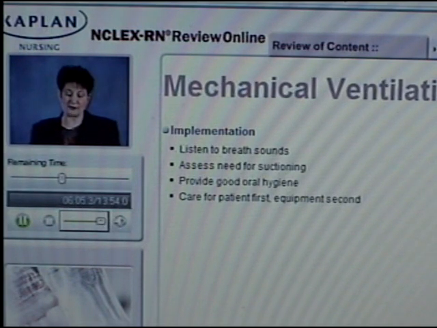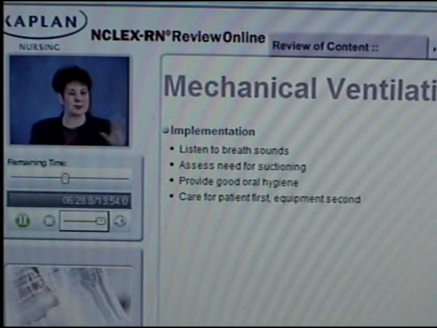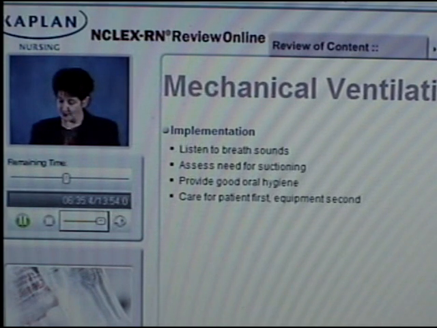Patients that are on mechanical ventilation, again, you need very good oral hygiene to keep the mucous membranes moist and free of debris. And one of the key things with mechanical ventilation and with many of the equipment pieces we're going to be talking about today, again, this is frequently tested on the NCLEX. You need to make sure and care for the patient first and the equipment second. So if an alarm starts going off and you run into the room, the first thing you will look at is the patient, not the equipment.